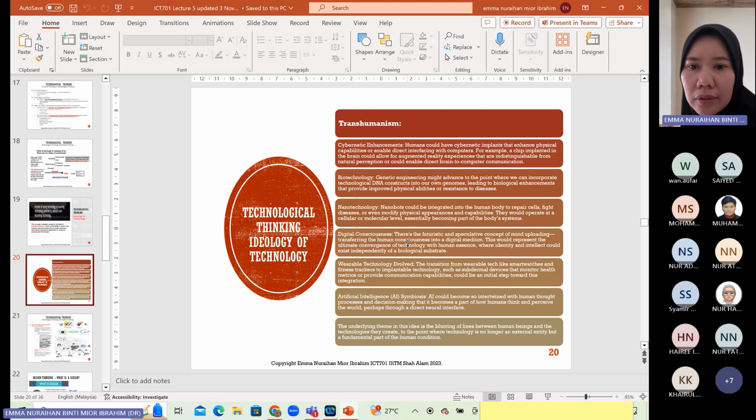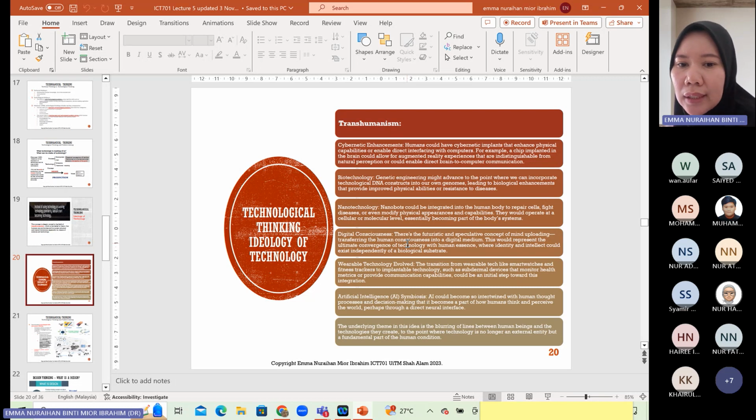Okay, nanotechnology, nanobots, okay, integrated into the human body to repair cells, especially cancers and everything, yes, okay. Digital consciousness, yeah. What is digital consciousness? Represent the convergence of technology with human essence, where identity and intellect could exist independently. Which means all of us are digital savvy lah. Ya. Mungkin mak-mak kita sebab dia bukan lahir dalam dunia teknologi. Anak-anak besok ni dia punya digital consciousness very high, which means they cannot live without technology.